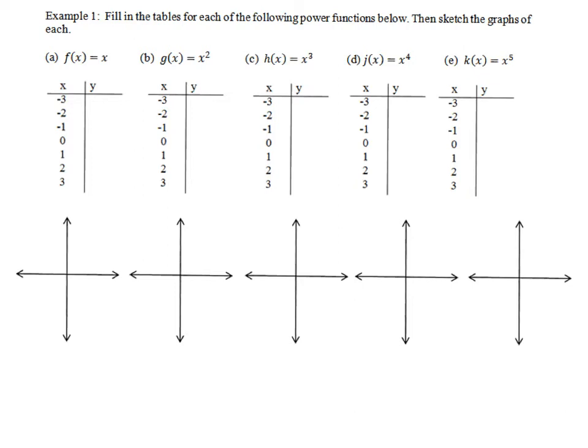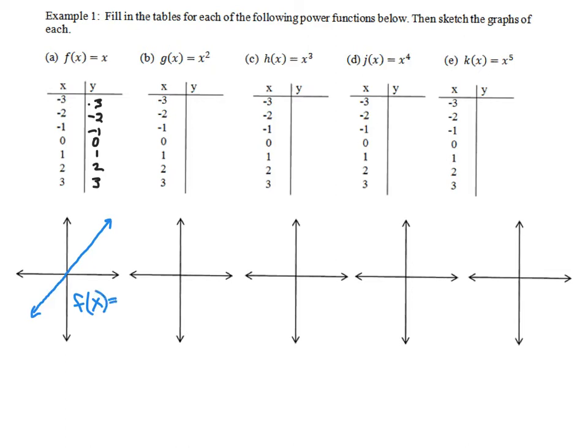So for this first table of values, when the input is -3, the output is also -3. Input is -2, output would be -2, and so on. So I'm going to get -1, 0, 1, 2, and 3. I think we can all picture what this is going to look like. On our graph, this is going to be the line where the x and the y coordinate match. So it's going to be our diagonal line that looks like this.